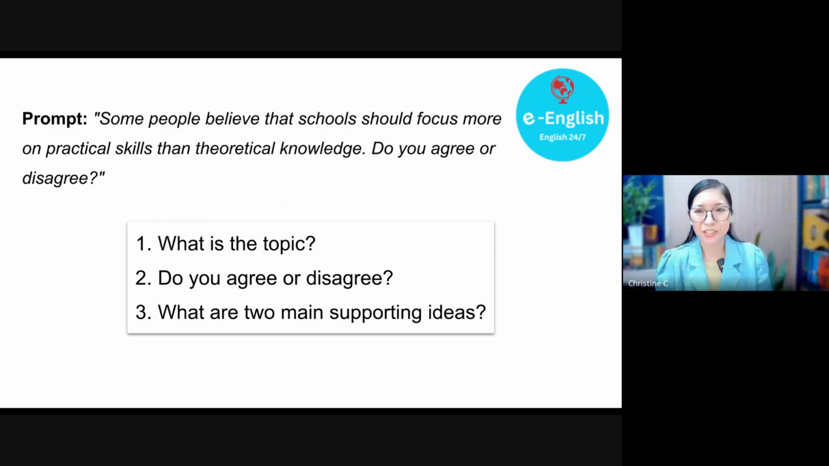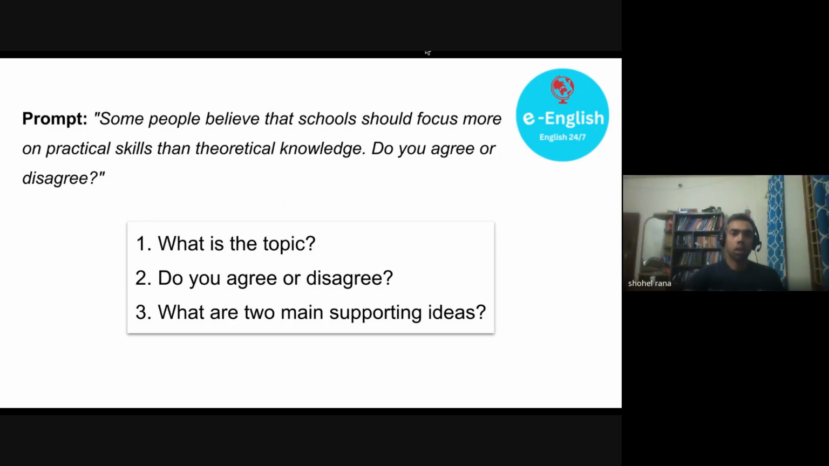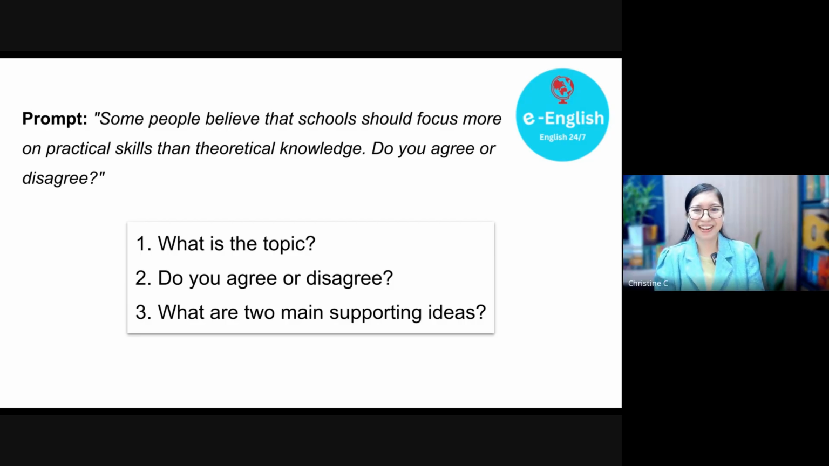What is the question? The statement is, schools should focus more on practical skills than theoretical knowledge. So I can agree or disagree. This is my opinion. I can agree with this statement or not. This totally depends on myself. That's great. Excellent. So the topic is practical skills versus theoretical knowledge.